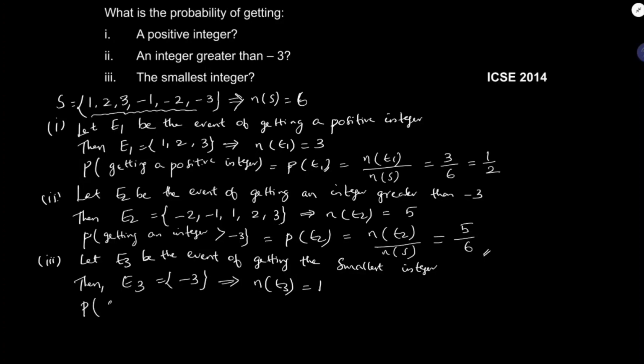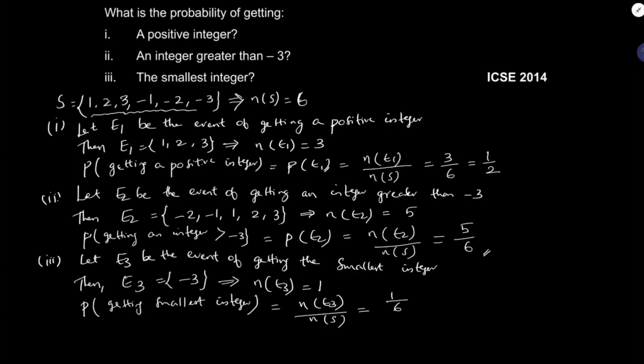So probability of getting smallest integer is n of E3 by n of S, total outcomes. Number of favorable outcomes 1, total outcomes 6. So here it is 1/6.